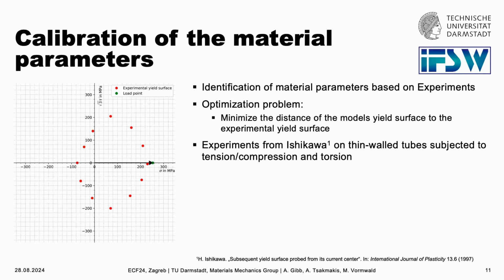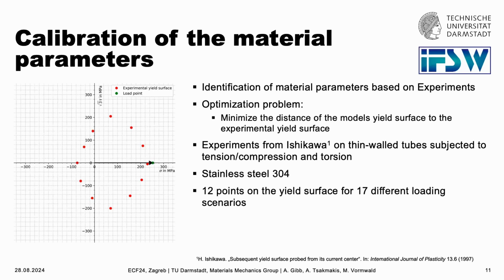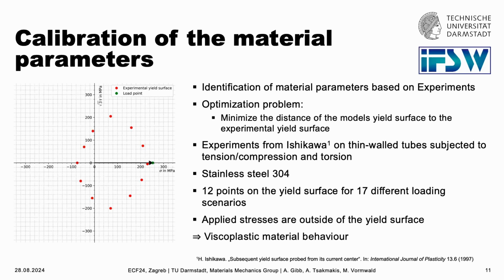He determined yield surfaces in thin-walled tubes where he subjected them to tension and torsion. And you can see one of those experiments here on the left-hand side. And you can already see that's not a circle. So that really is an ellipse during a proportional loading scenario. He took the stainless steel 304 and determined those 12 points on the yield surface for 17 different loading scenarios. And as you can already see here, this green dot, this current loading point, lies outside of the yield surface. And this is why we assume this is viscoplastic material behavior.